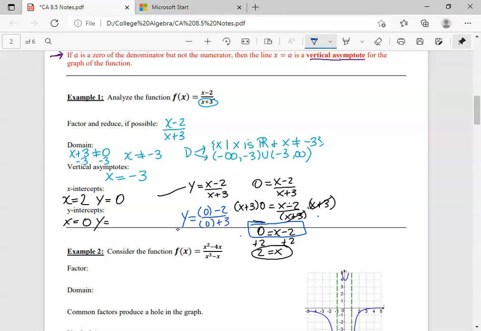So I'm just plugging in zeros for x's. Your zeros are going to go away, so you're just left with negative 2/3. Everything else kind of collapses out of that. That's not a 0. That's not an x. Okay. Everybody okay with that? Okay.